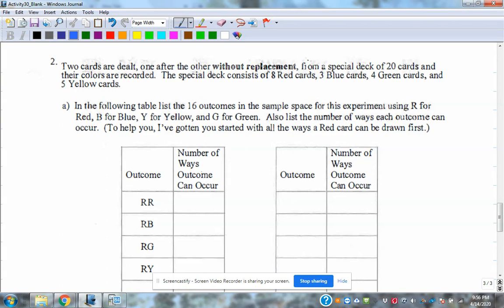And what we're doing is we're drawing a card without replacement. Okay, so from a special deck, we're drawing 2 cards. So 2 cards without replacement. So we shuffle it, pick 2 cards. That's the hand, basically. All right. So in the following table that lists the 16 possible outcomes for this experiment, using R for red, B for blue, Y for yellow, and G for green. And we want to also list the number of ways that outcome could happen.